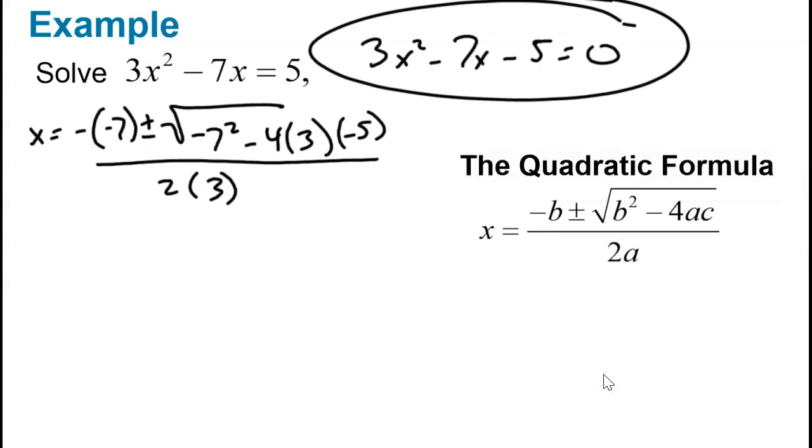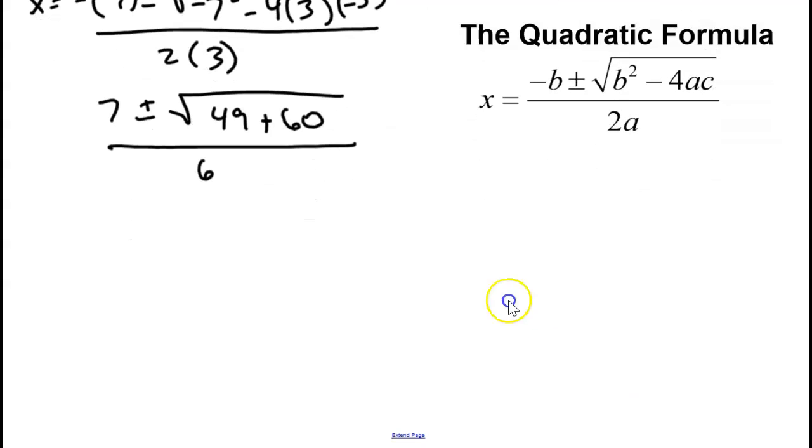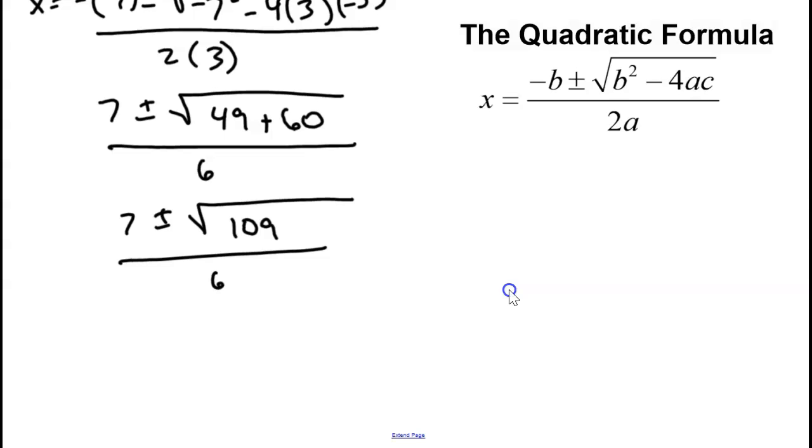Okay, so now let's rewrite this problem with +7, because a negative and a negative make a positive: plus or minus the square root of -7 squared, which is 49, minus 4 times 3 is 12, times -5 is +60, all over 6. And so now we have 7 plus or minus the square root of 49 plus 60, which is 109, over 6. It's probably not going to be a very pretty number, but that's okay. We can deal with it.